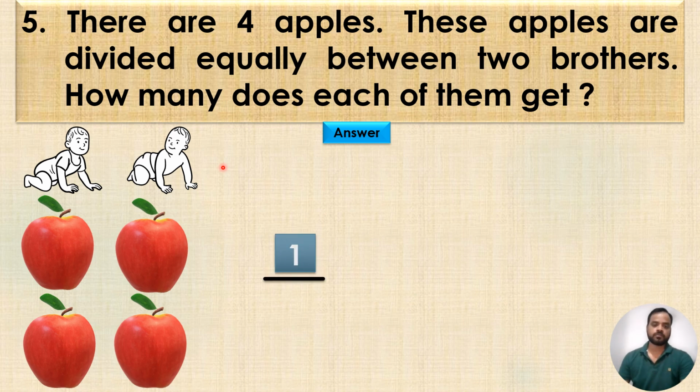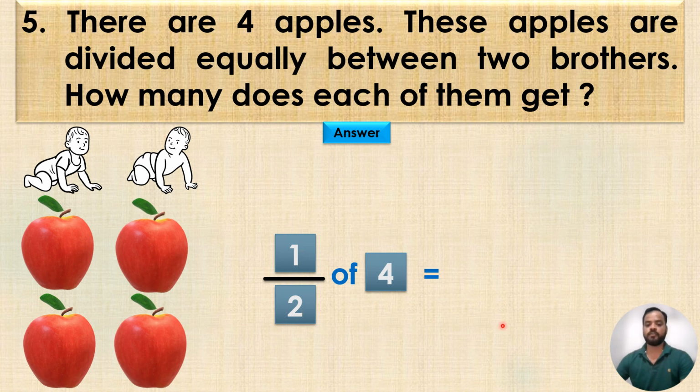So there are 2 brothers. So this 2 will come here. So 1 by 2. Now 4 apples are divided among 2 brothers. So 2 brothers came in the denominator. Now we have to calculate 1 by 2 of 4. Means these 4 apples are divided among two brothers.